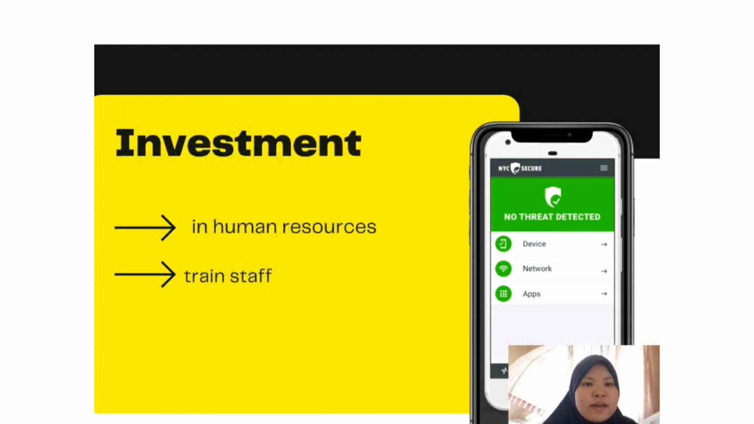The other way is by investing some money in human resources. It's really important to train our staff to respond to and recognize the threats that come from cybercrime. We need to be a step ahead of the criminals on this digital platform. Therefore, by giving our staff training, we can increase their ability to respond to attacks.